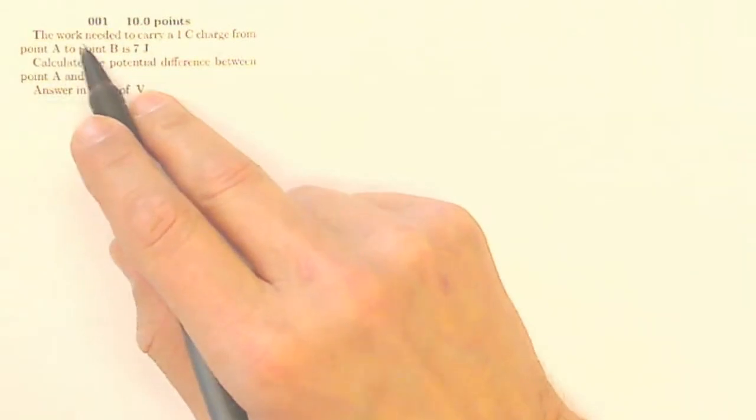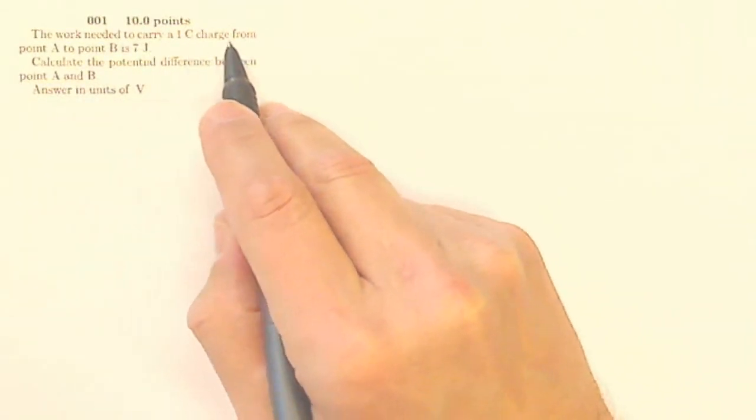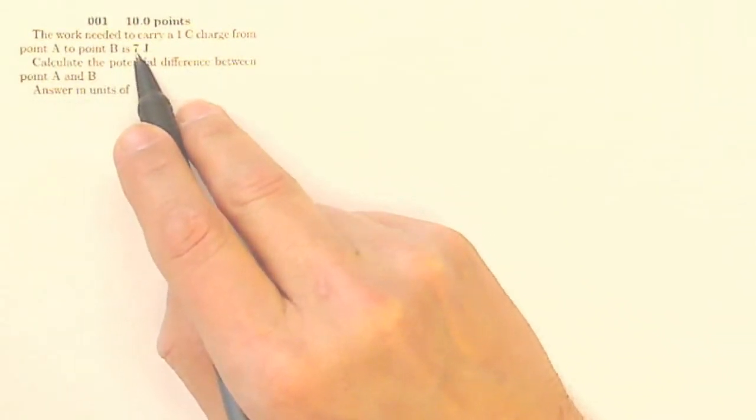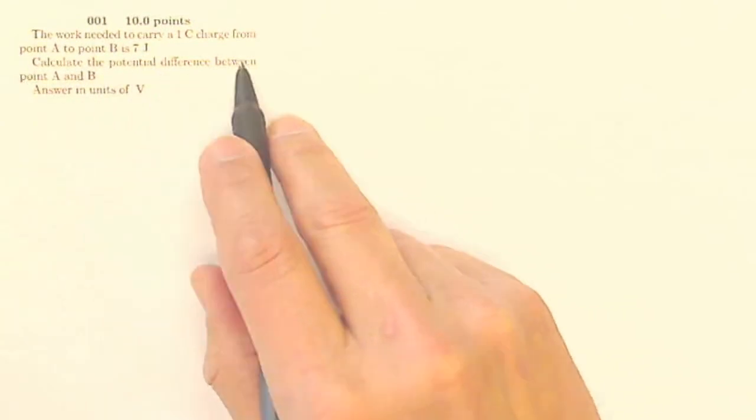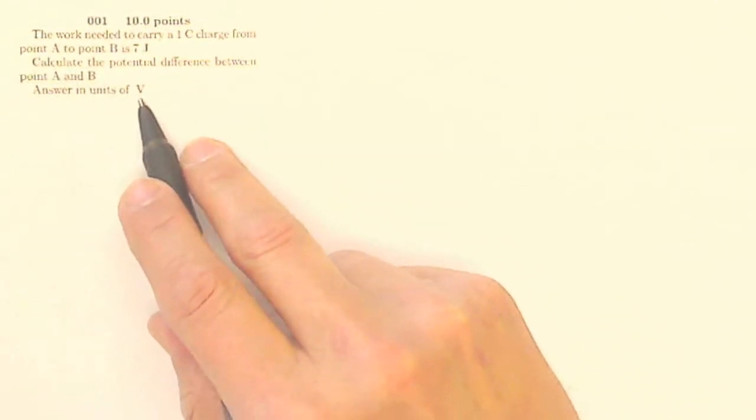This is Mr. Beck Does Your Homework, AP Physics Homework 9.3, question number 1. The work needed to carry a 1 coulomb charge from point A to point B is 7 joules. Calculate the potential difference between points A and B, answer in units of volts.